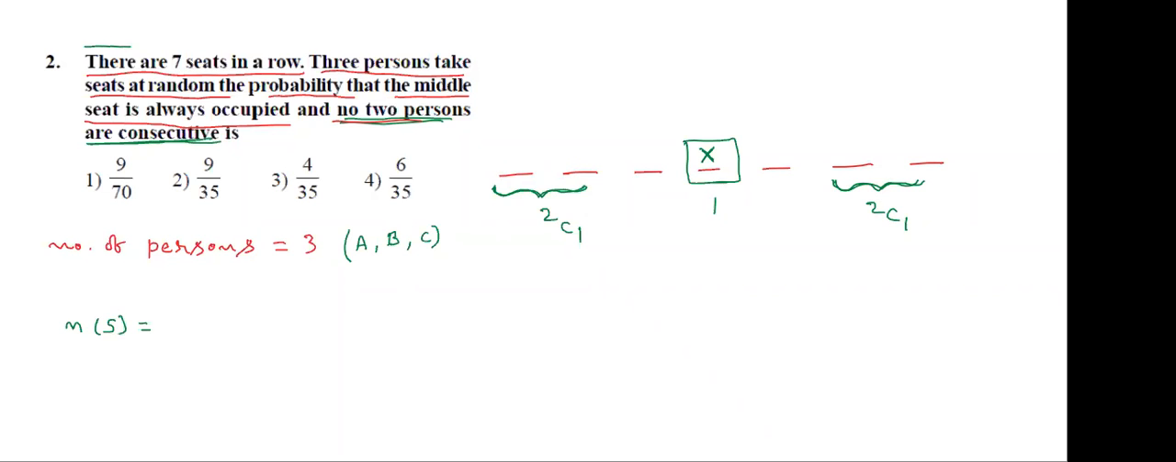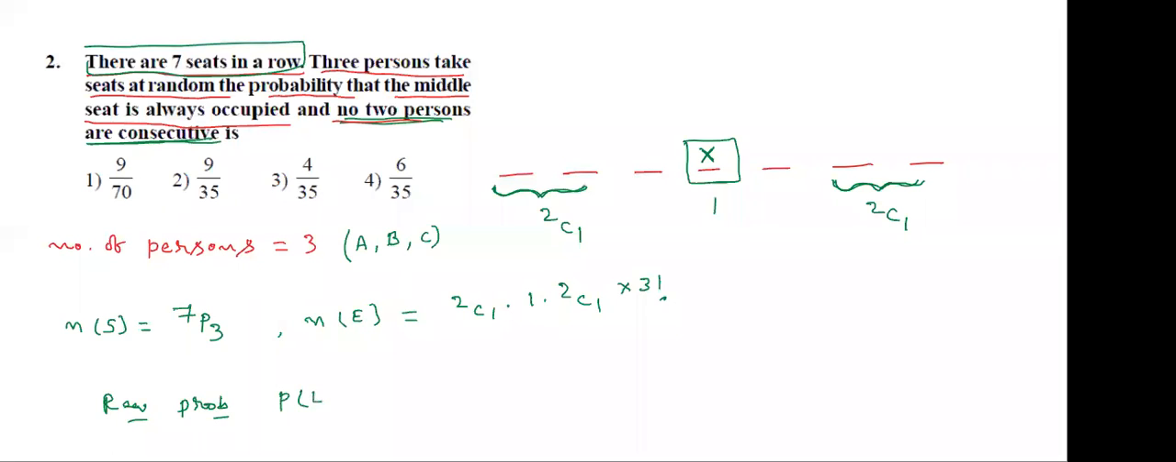There are 7 seats that can be filled with 3 persons. 7 places can be filled with 3 persons. That is 7P3 ways. Now, N of E. First 2 places, 2C1 ways. Middle place, only 1 way. Last 2 places, 2C1. These are only selection. These 3 places can be arranged with 3 persons. That is 3 factorial.